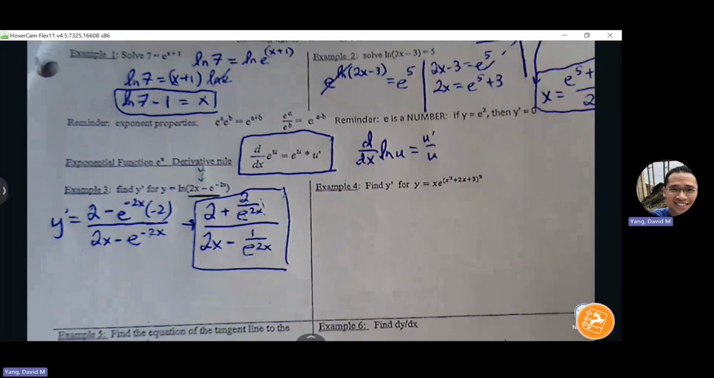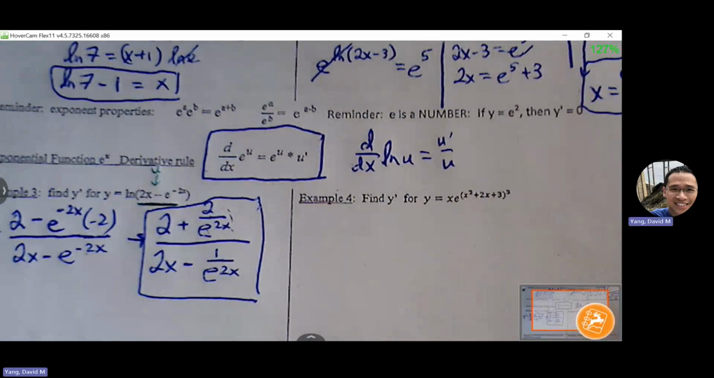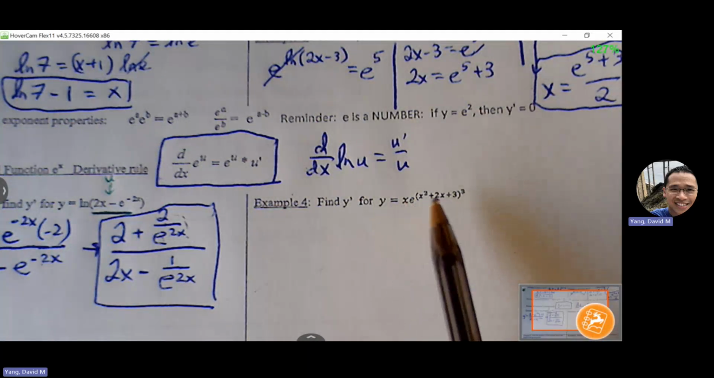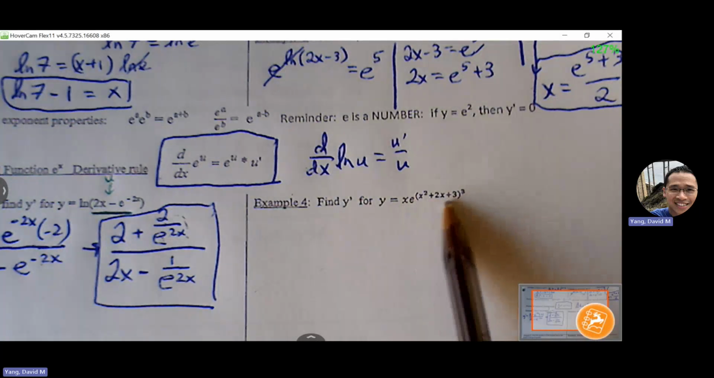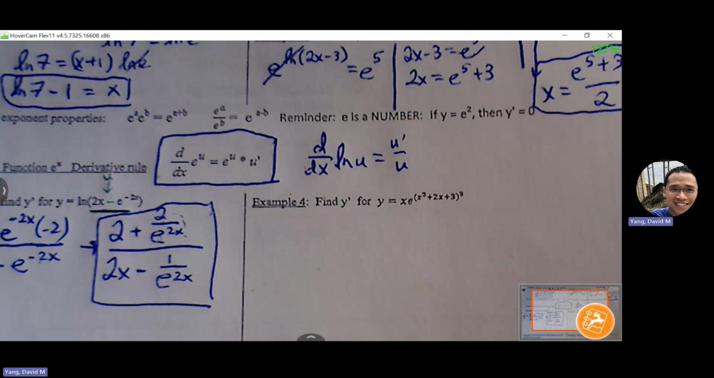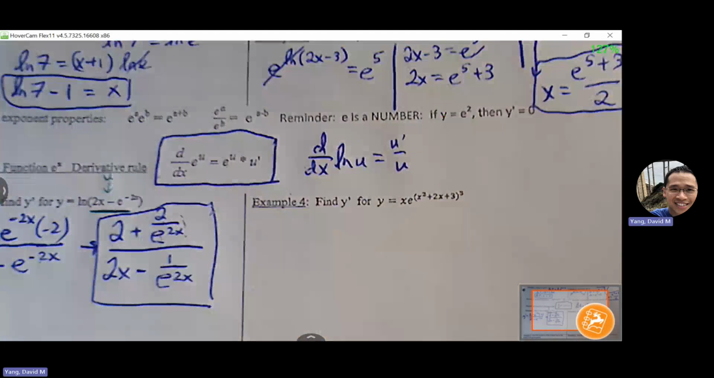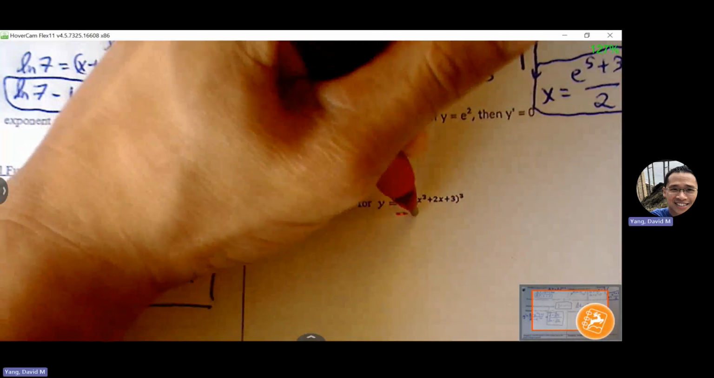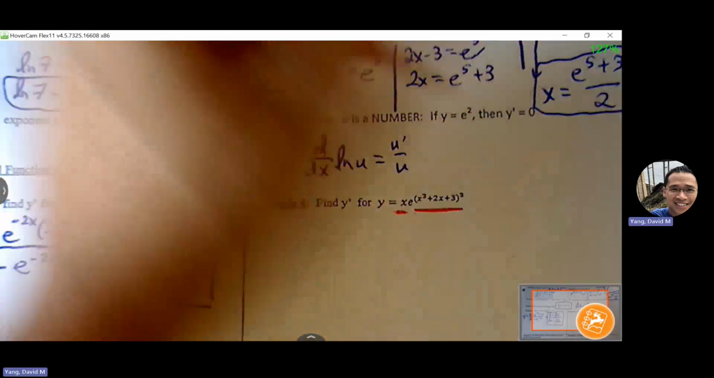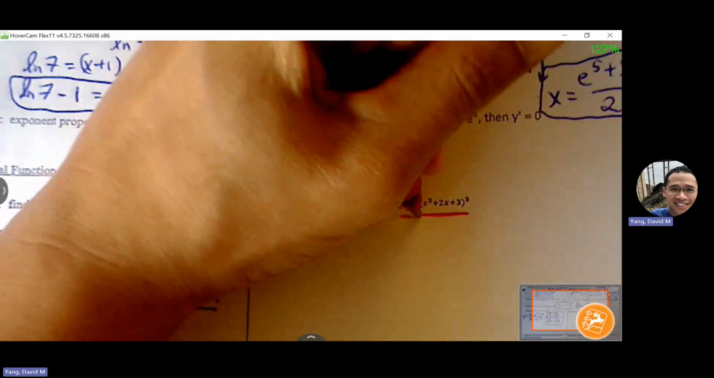Okay, number 4 here. This one is a little messier. Find y prime for y is equal to x times e to the (x squared plus 2x plus 3) cubed. So we have a whole big e rule here, but there's something else going on. Can you recognize another larger rule that we have to involve? Product rule. Yeah, you guys see that? x is its own thing. This e to the (x squared plus 2x plus 3) cubed is its own thing. These are being multiplied. We have to go through product rule.